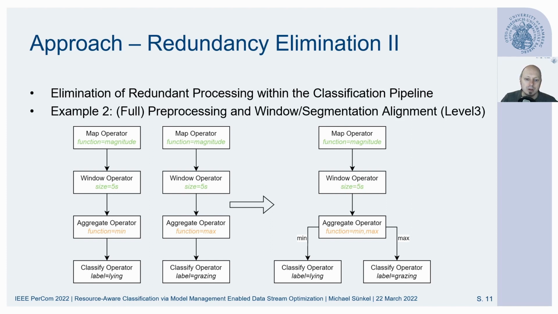to reduced redundancy. In example 3, we now assume that the second model in the model set also uses the min function in the aggregation step. In the result, you can see that now also the aggregation is fully aligned, which leads to a fully pre-processing, window and aggregation aligned operator graph, which is query sharing level 4, the highest level of query sharing.